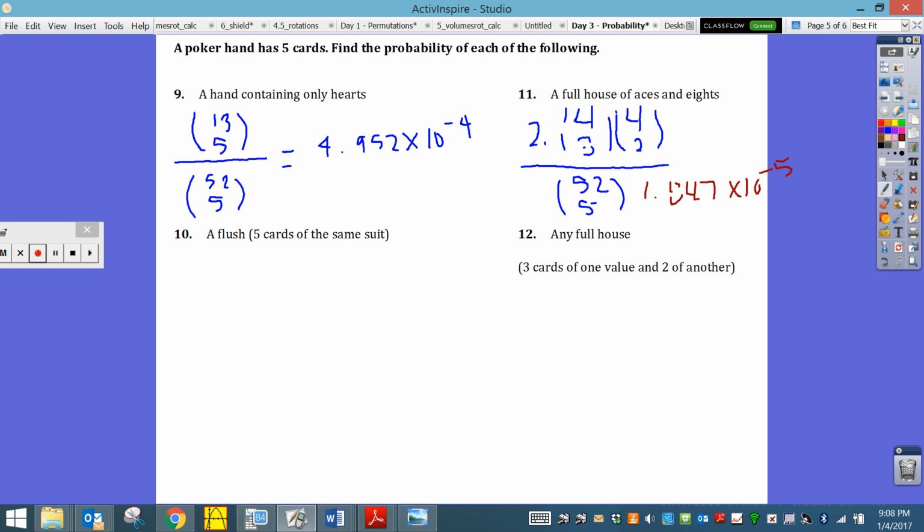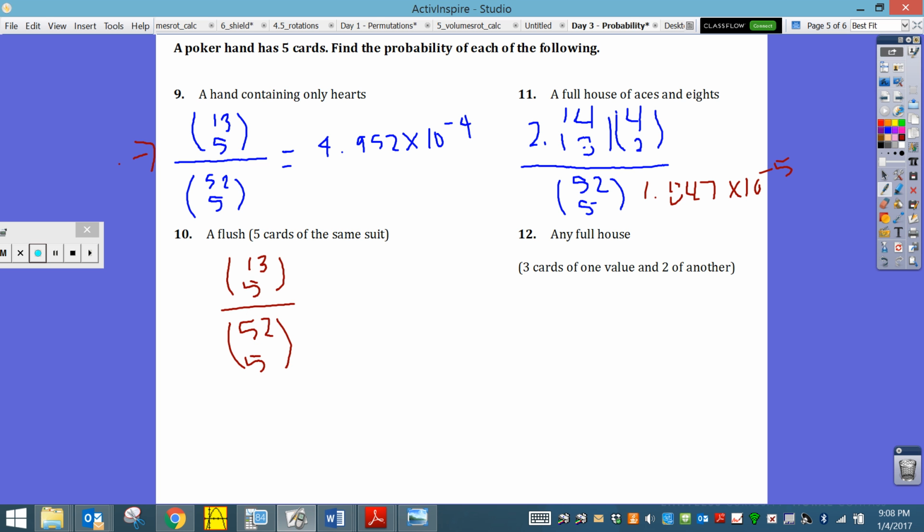A flush. So that's going to be 5 cards of the same suit. They don't have to be in order, they just have to be all the same. So let's say number 9, for example. Number 9, what we did here, that's some kind of flush. So we had, hey, there were 13 hearts. My hand had all 5. And I divided that by 52 choose 5.